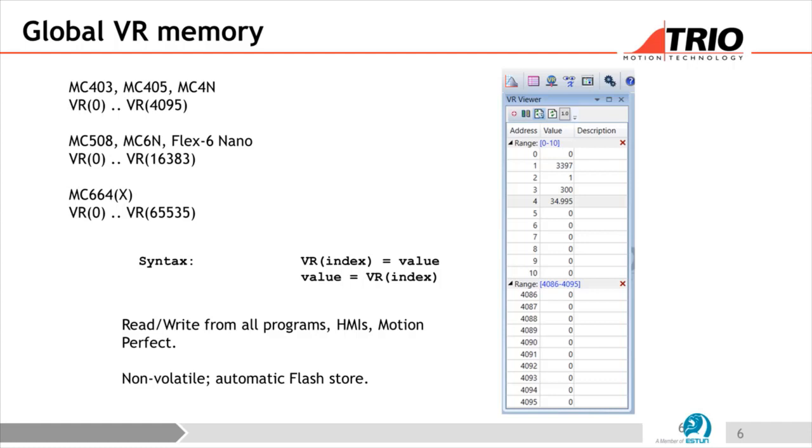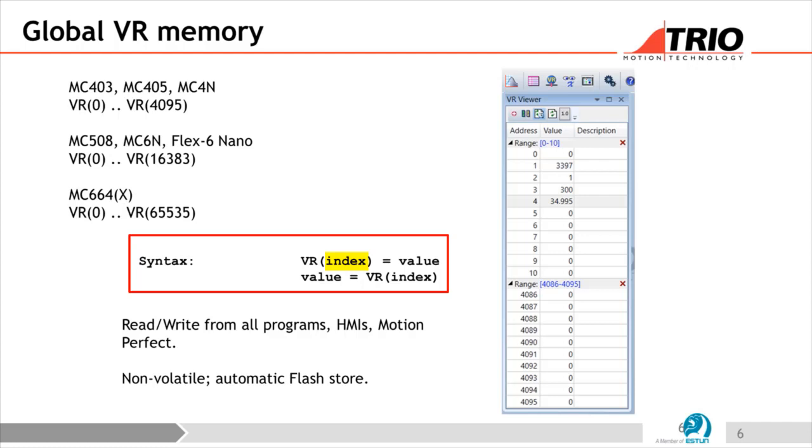Or if I prefer, I can actually use a name here, so I could make a name for my VR. If I set index equals 20 and then say VR index equals value, then I've made it more readable in terms of a program.